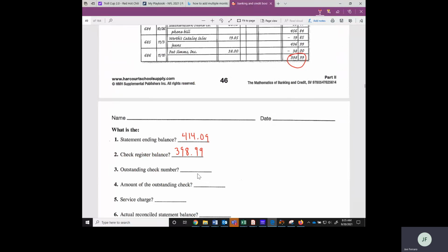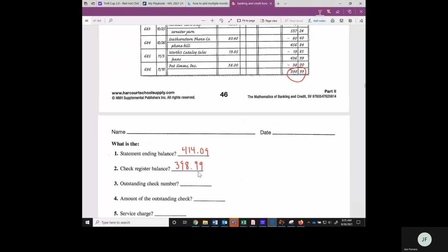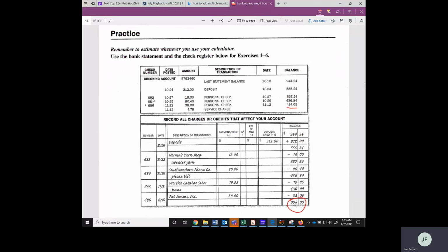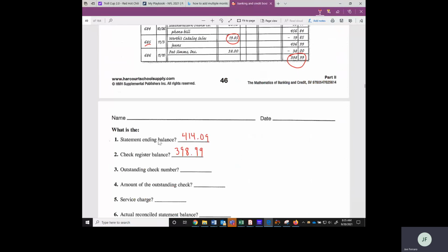Okay, now we have to see if there are any outstanding checks. We look at the bank statement. It goes 683, 684, and then 686. So we're missing what's in between, 685. So now you would look at your bank statement. The one we're missing, 685, is for this amount, $19.85. So I just answered two questions. First, the check number that is missing, check 685, and then the amount of that, $19.85.